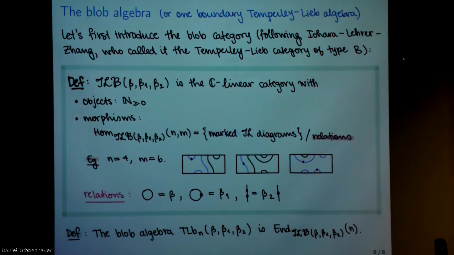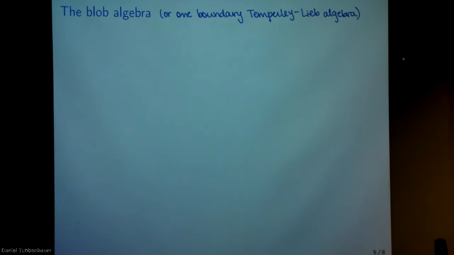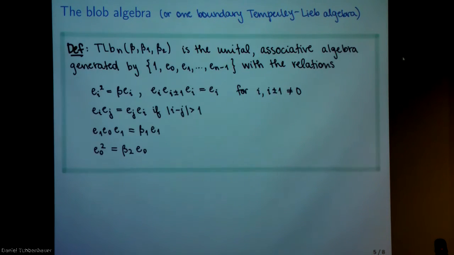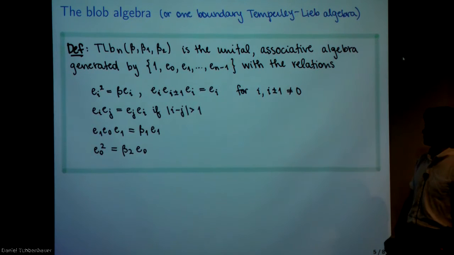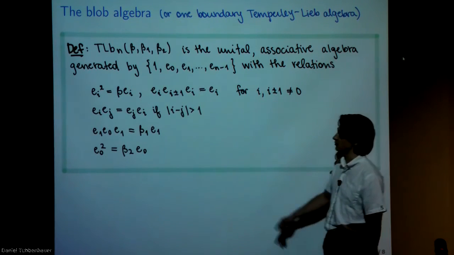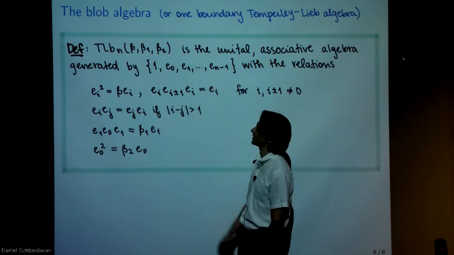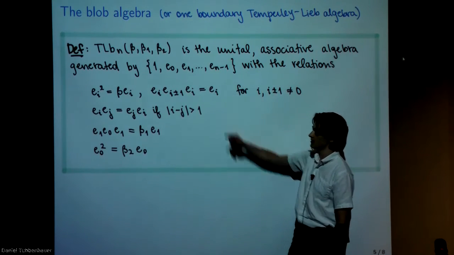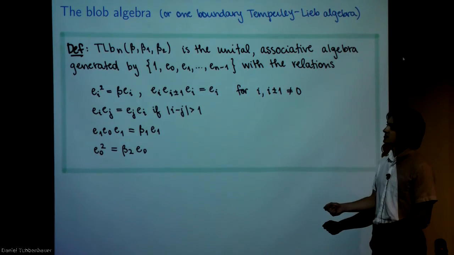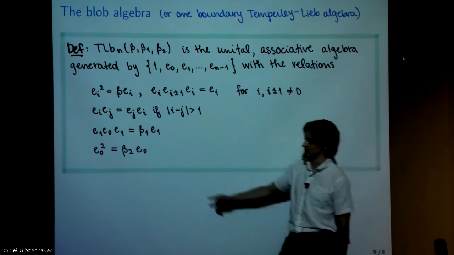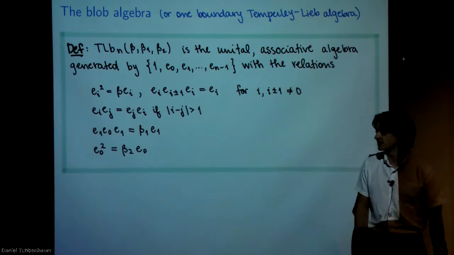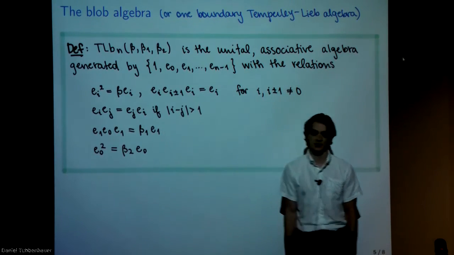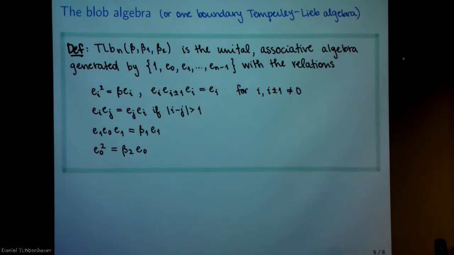Okay, but for our purposes, it will actually be useful to have a presentation by generators and relations. So here is one. It's a unital associative algebra. The precise relations are not very important, but what's important is that we have generators E1 up to E_{n-1} that behave exactly like the classical Temperley-Lieb generators. So here are their relations. But then we add another generator E0 that squares to beta 2 times itself, and that interacts with the E1 generator in such a way.